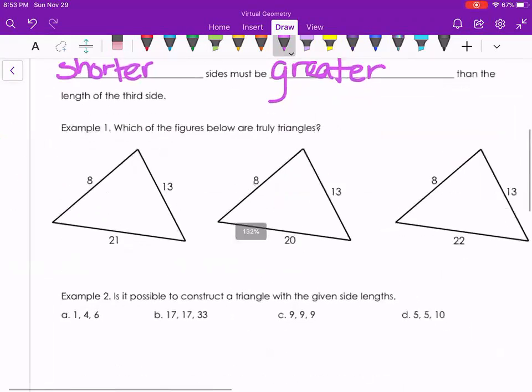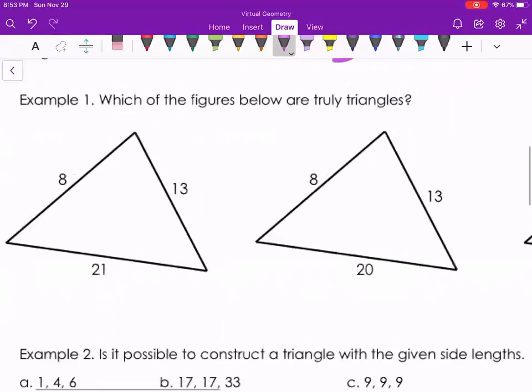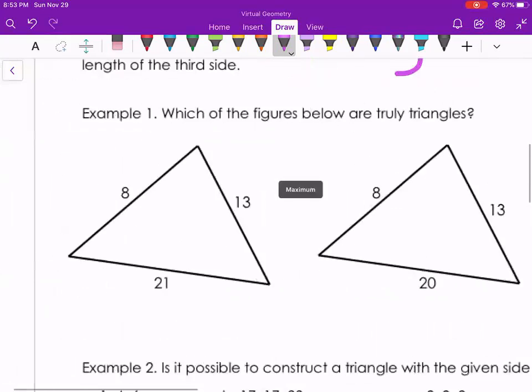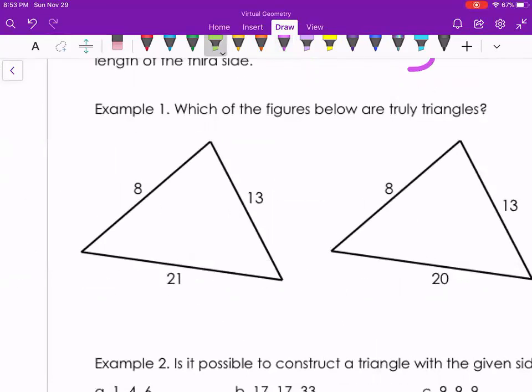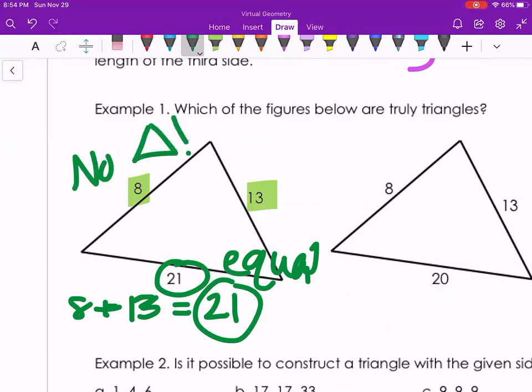So we've got an example here, three triangles. They all look like they could be triangles, but again, it's based off of the numbers. So we need to find first off the two smaller sides. So for our first triangle, 8 and 13, we're going to add them together. So 8 plus 13, which gives us 21. We take that 21 and compare it to the last side of the triangle. In this case, they are equal, so no triangle. Again, the sum has to be greater.